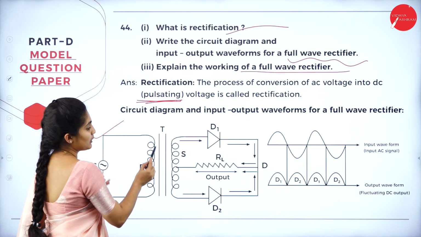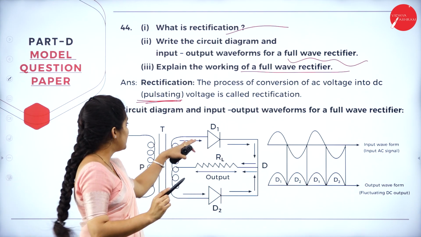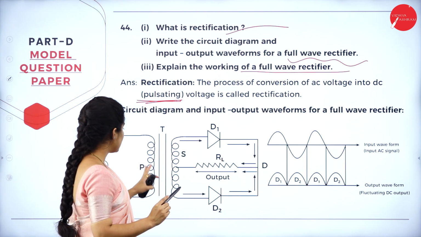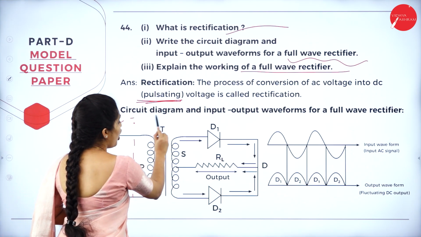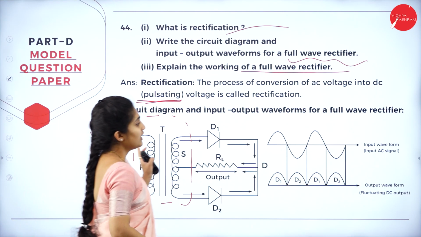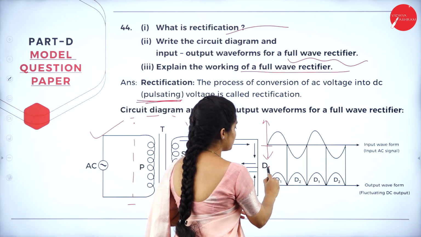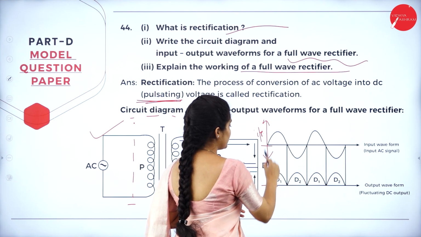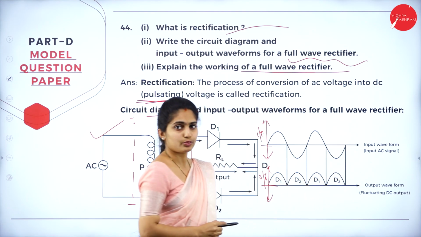This is a circuit diagram. Please see this carefully and draw this. Mention all: D1, D2, RL, the AC source given here, and the transformer, this is the transformer. All these have to be mentioned. And then this is the input waveform and this is the output waveform. You will have to label input here, output waveform here, and this labelling also has to be there.